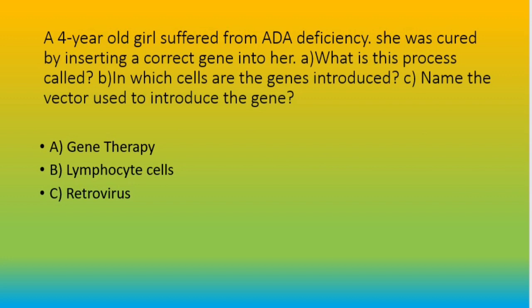A 4-year-old girl suffered from ADA deficiency. She was cured by inserting a corrected gene into her body. What is this process called? This process is called gene therapy. In which cells are the genes introduced? These genes are introduced into the lymphocyte cells taken out of her body. Name the vector used to introduce the gene. Usually, for transferring a gene of interest to animal cells, we use a retrovirus.